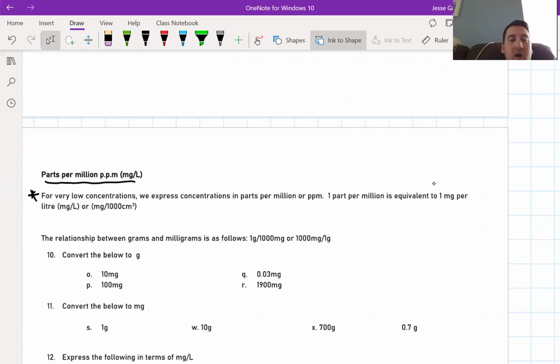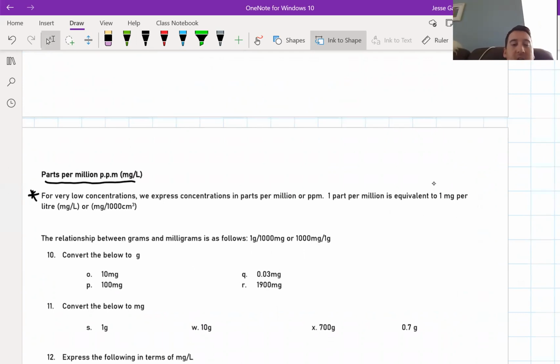So in 10, we've got to go milligrams to grams. And then in 11, you've got to go grams to milligrams. Should be pretty straightforward, I think. Okay, good. So hopefully those were no problem. Don't think you should need too much help with those. We will go through them the next day in class.